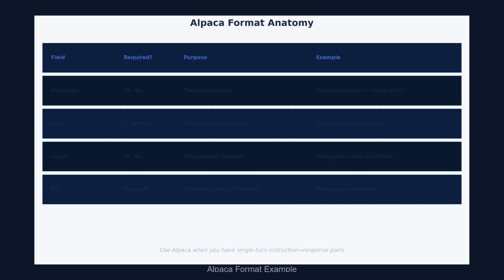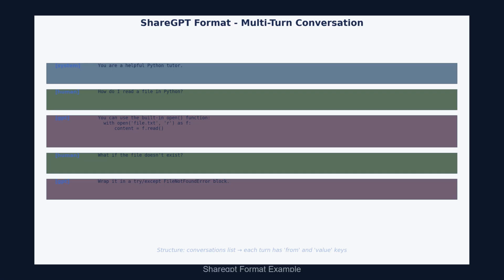without any field remapping. The ShareGPT format is the conversational counterpart to Alpaca. It's the standard for multi-turn dialog datasets. Instead of flat instruction output pairs, ShareGPT uses a conversations array where each turn has a role and a value. The roles are system, human, and GPT. Note that ShareGPT uses GPT where the Hugging Face chat template uses assistant.